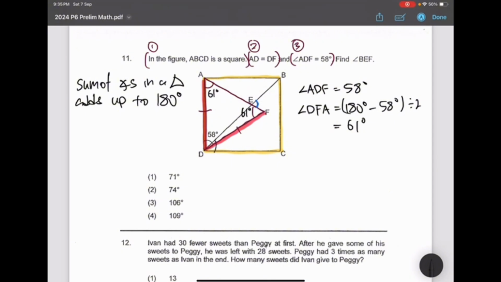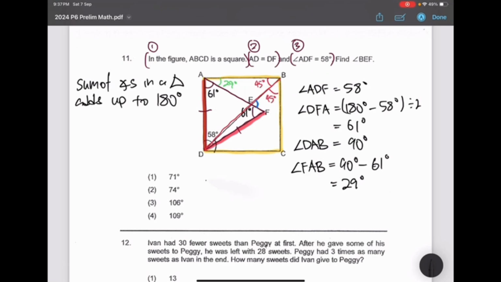Next, knowing that ABCD is a square, my angle DAB has to be 90 degrees. And if angle DAF is 61 degrees, I can find angle FAB. Angle FAB would just be 90 degrees minus away 61 degrees. And that would give me 29 degrees. Knowing that ABCD is a square and that I have one line from one end of the square all the way to the other end of the square, I know that the angles will have to be 45 degrees.